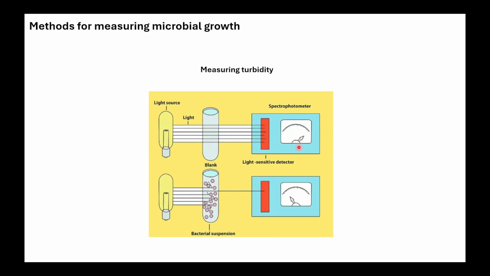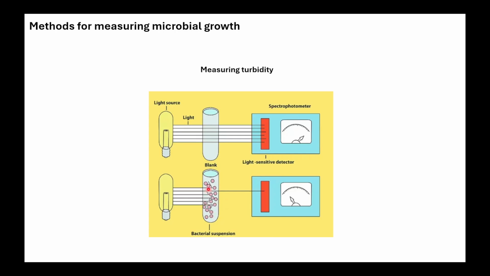There will be a certain reading. Now, blank is a reference. With respect to that, the readings will be taken for the subsequent samples. So when you blank it, the reading on the spectrophotometer comes to 0. Now, when you shine light at a particular wavelength, in the case of bacterial density or bacterial growth, the 600 nanometer wavelength of light is used and absorbance values are recorded.